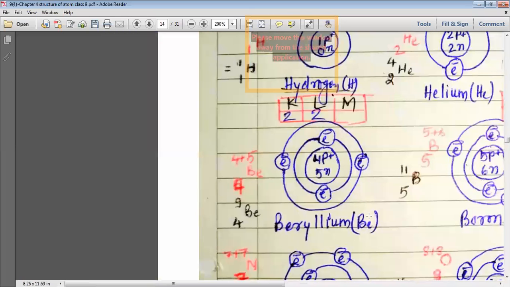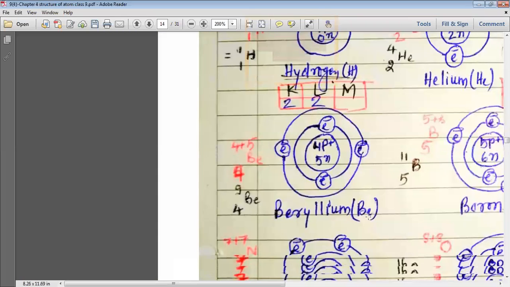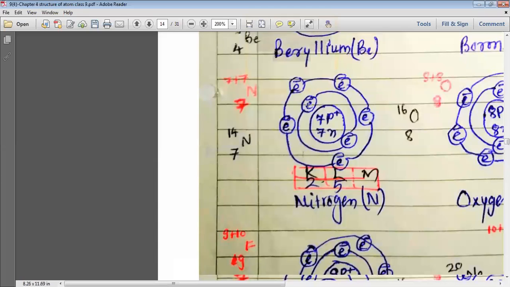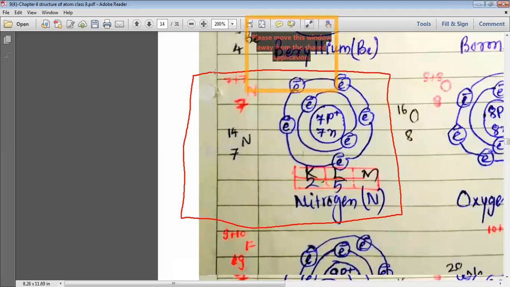Now we want to study the next element, and the next element is nitrogen. So you can see here we have nitrogen. Now, my dear students, if you look at nitrogen, you can see that nitrogen has 7 protons and 7 neutrons. And that is why the atomic number Z for nitrogen is 7.